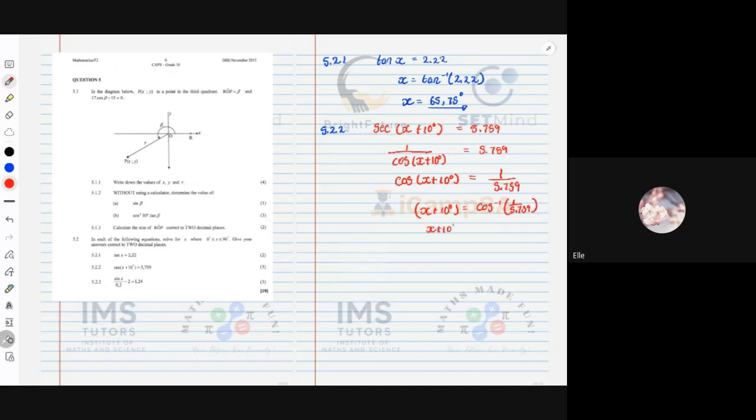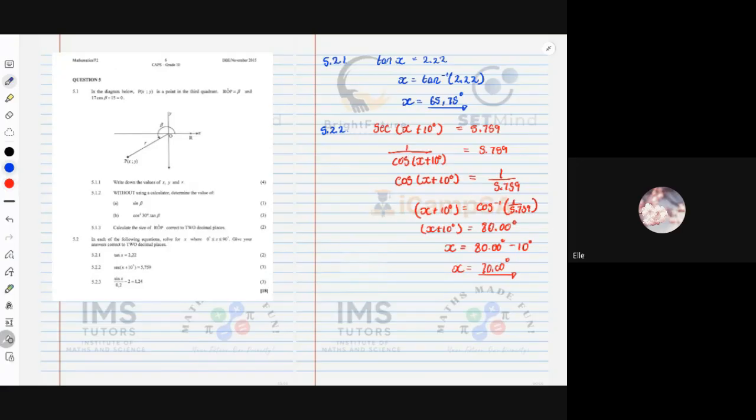X plus 10 degrees is equal to, you punch this in your calculator, shift cos of 1 over 5.759 is 80.00 degrees. So we said x is equal to 80 degrees minus 10 degrees. Therefore, x is equal to 70.00 degrees. We say correct to 2 decimal places. There we have it.